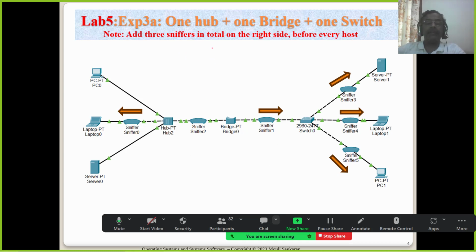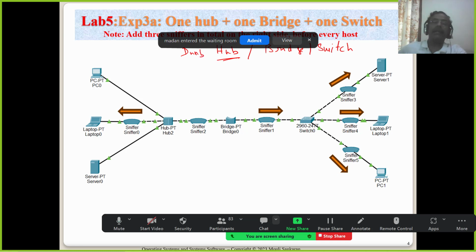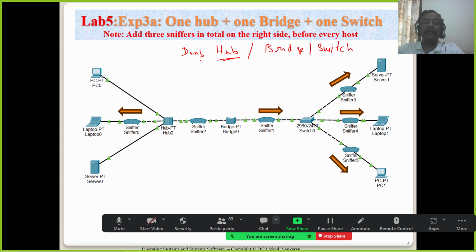There are three devices I have been talking about on Ethernet: a hub, a bridge, and a switch. Now what are they? A hub is a dumb guy. It doesn't have intelligence. Whatever it receives, it puts on all of its ports.